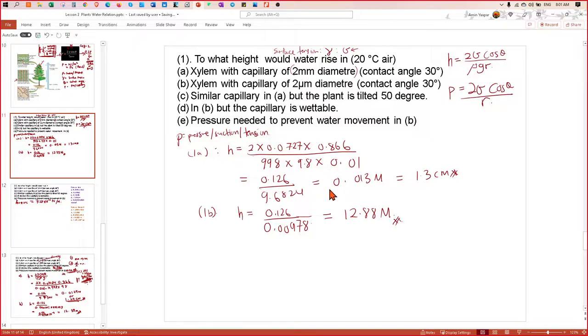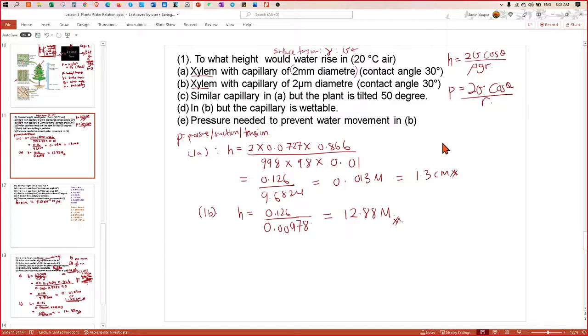Yes. Alright. So now you can appreciate how a small change in the anatomy of the plant, in this case the xylem, matters. The moment it becomes 2 millimeter it is already small. You can barely see this with your naked eyes, but to make it 2 micrometer, that's even thinner than your hair. Make it this narrow and it will bring your water level from a mere 1 centimeter all the way to 12 meter.